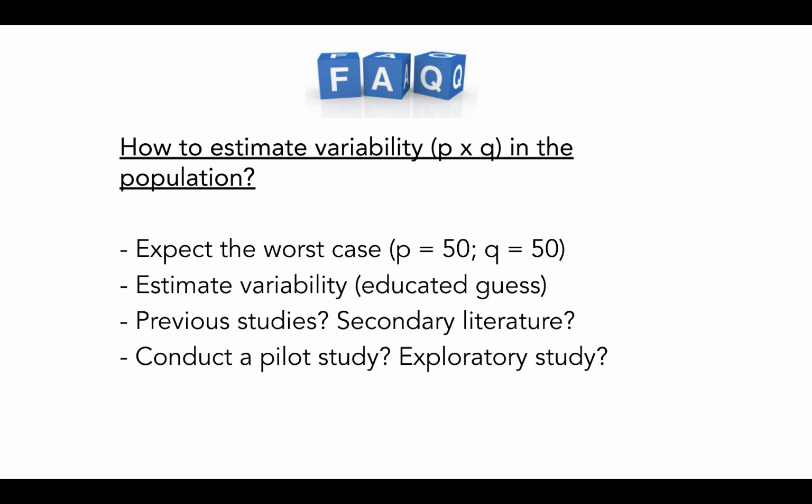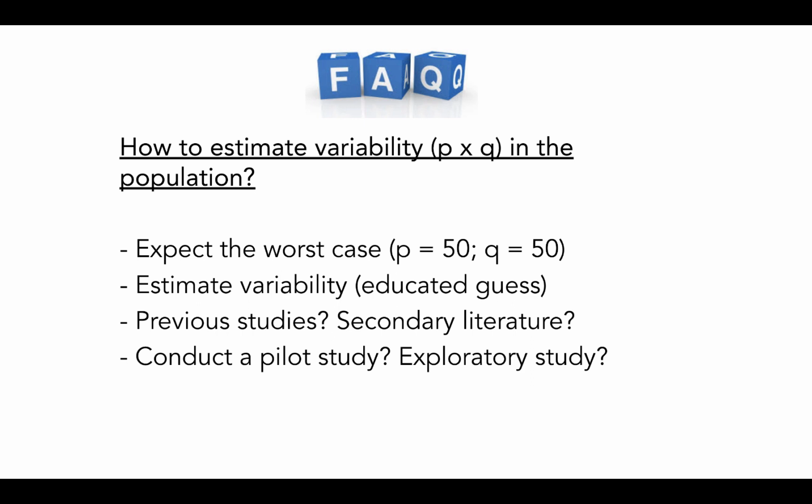One thing you could do, like I did in the example on the previous slide, is expect the worst case scenario, which is 50-50. Variability can never be higher, at least if you work with percentages, than 50-50. It's a very high split, of course. That means literally your population or your sample is completely divided. There's not even a majority vote. There's a complete 50-50 split.